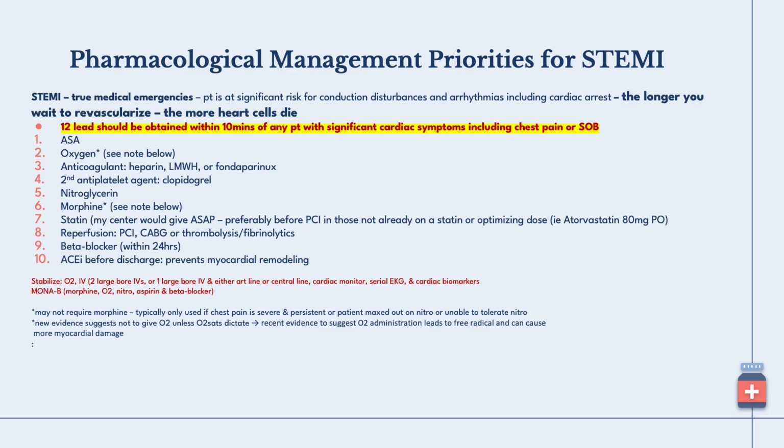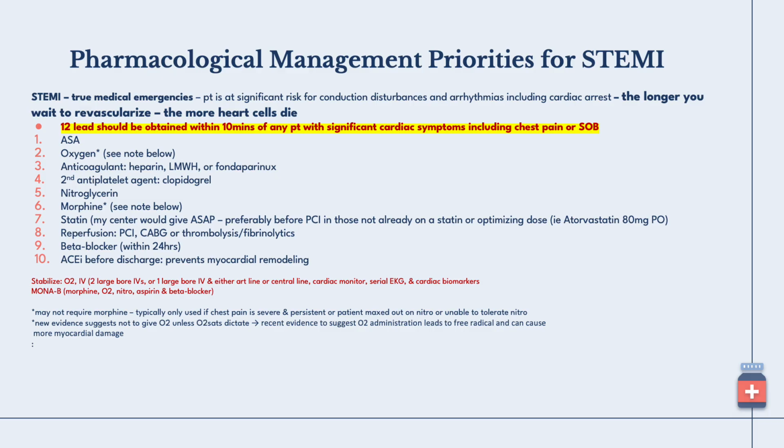So this, again, can be considered not appropriate. There's really new evidence that suggests you may not want to give oxygen unless the O2 sats really dictate that. The evidence is suggesting that the administration of oxygen has the potential to lead to free radical development and can cause more myocardial damage. So you may or may not see oxygen being utilized, but it's something always to consider.